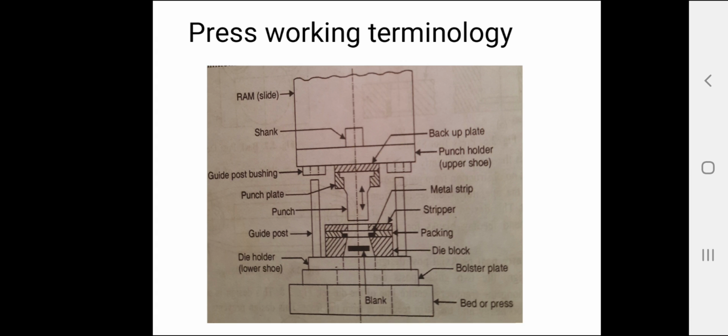Then next is a stripper. What is a stripper? It is a plate which is used to strip the metal strip from cutting or non-cutting punch or die. It may also guide the sheet. Next is a knockout. A knockout is a mechanism connected to and operated by the press ram for freeing a workpiece from the die.